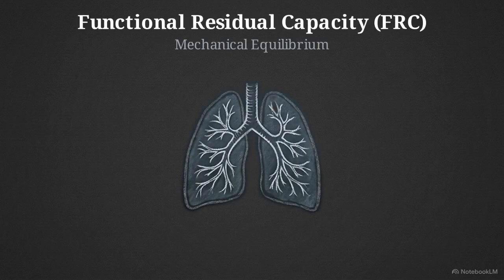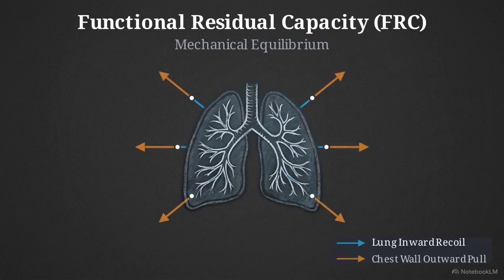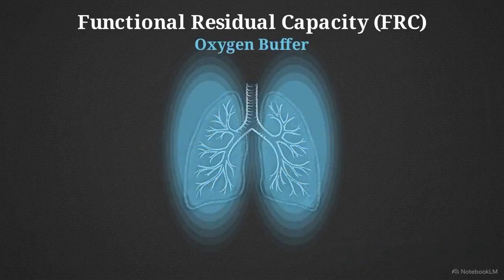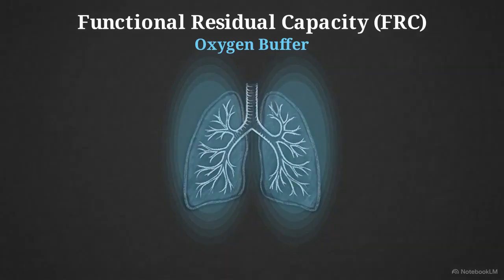This schematic illustrates the respiratory system's mechanical equilibrium, functional residual capacity, or FRC. Here, the lung's inward elastic recoil perfectly balances the chest wall's outward pull. For anesthesiologists, this resting volume is the primary oxygen buffer, preventing rapid desaturation during apnea.